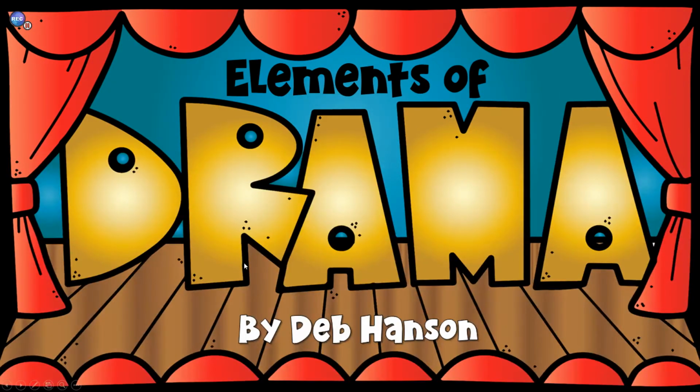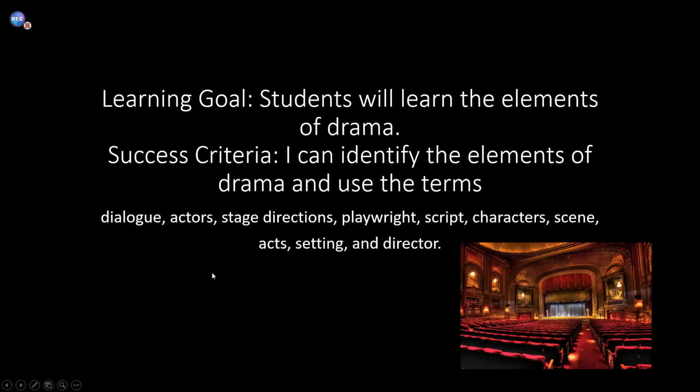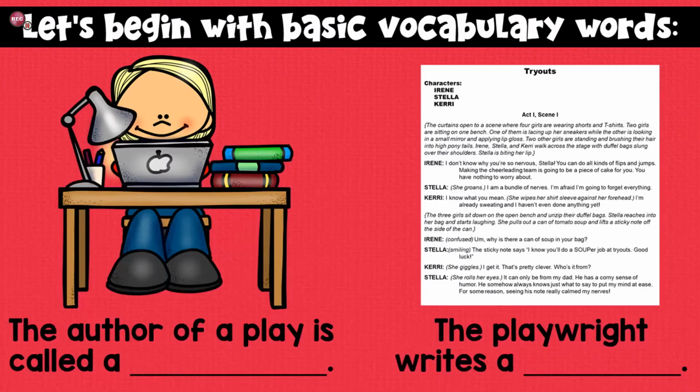Elements of drama. Our learning goal: students will learn the elements of drama. Success criteria: I can identify the elements of drama and use the terms dialogue, actors, stage directions, playwright, script, characters, scene, acts, setting, and director. All right, so let's begin with basic vocabulary words.